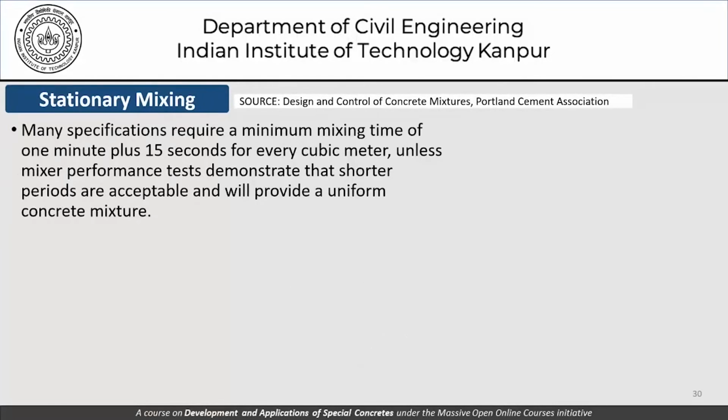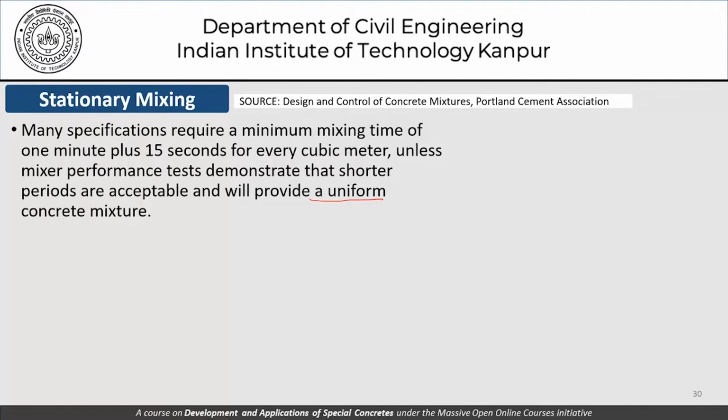Many specifications require a minimum mixing time, as I mentioned to you. Of course, I told you 2 minutes. What's mentioned here is 1 minute 15 seconds for every cubic meter of concrete, unless the mixer performance tests demonstrate that shorter periods of time are acceptable and will provide a uniform concrete mixture. The characteristics of a uniform concrete mixture have already been discussed in terms of having a concrete which has the same aggregate content or slump or air content in the different parts of the concrete. I would encourage you to look up documents, specifications or codes which give you the minimum mixing time which is required.